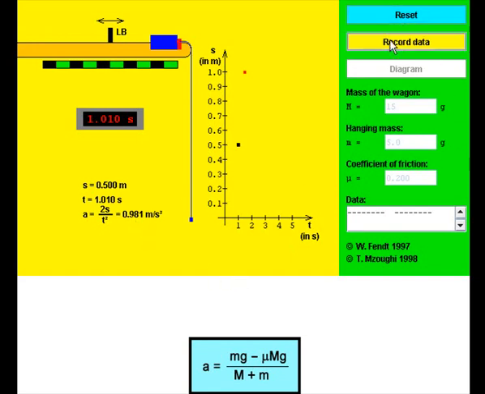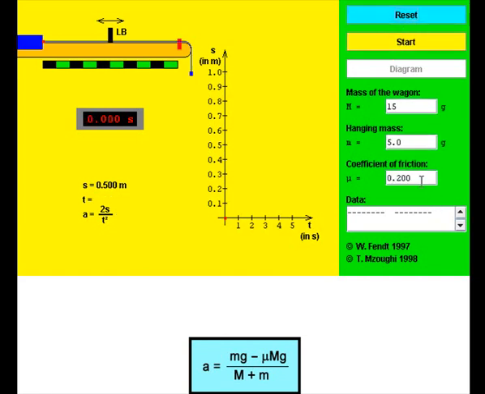We could even maybe play a trick on you and say let's let the coefficient of friction be 0.9. Now I'm thinking that maybe in this case when we press start, notice what happens. It says too much friction. That's because the frictional force down at the bottom here, mu times the large mass times g, is larger than the applied force, so therefore this doesn't move. And that's a good example there.